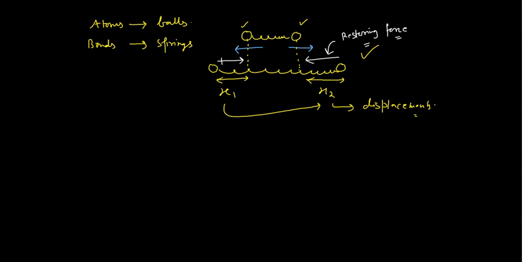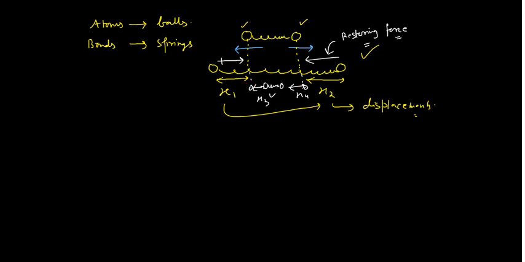Now if you compress the bond, compressing means say your atom is coming here and your atom is coming here. So original positions of the atoms were like that, and here you have compressed them. So this is the displacement. You can call it x3 and x4. So in that direction, since you have compressed or squeezed the bond, the restoring force will be in this direction.